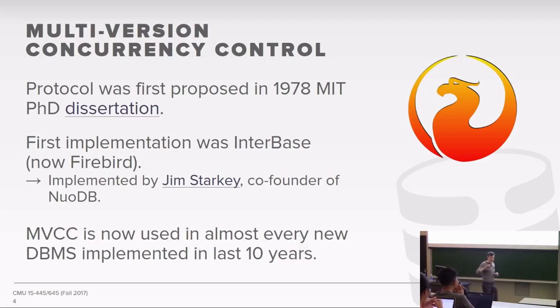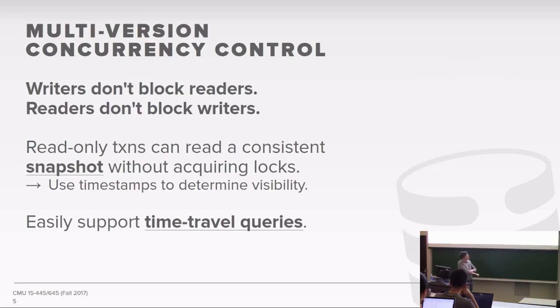But now, in the last 10 years, with the exception of maybe VoltDB and FaunaDB, every database management system is essentially doing multi-version concurrency control. Part of the reason why MVCC has this nice property is that writers don't block the readers and the readers don't block the writers. So if you don't remember anything from this lecture, just remember those two bits there, right?